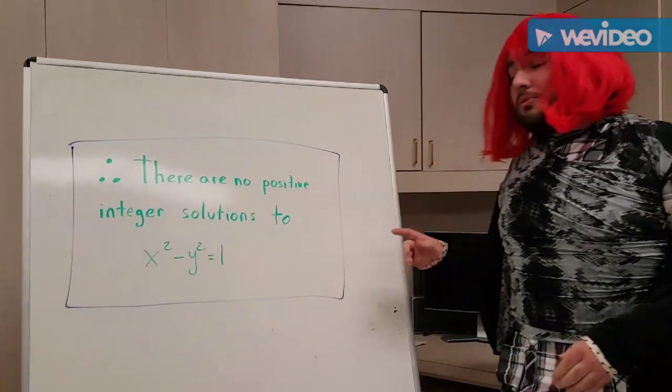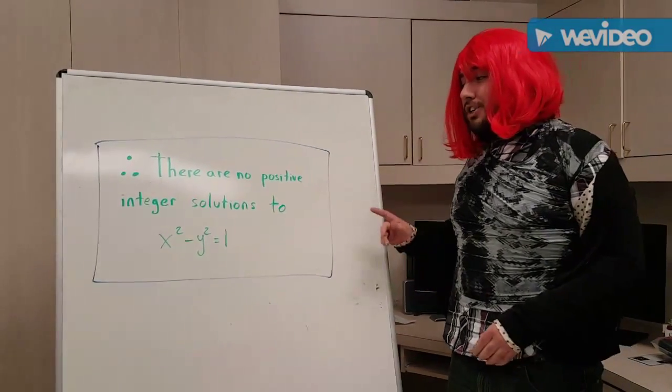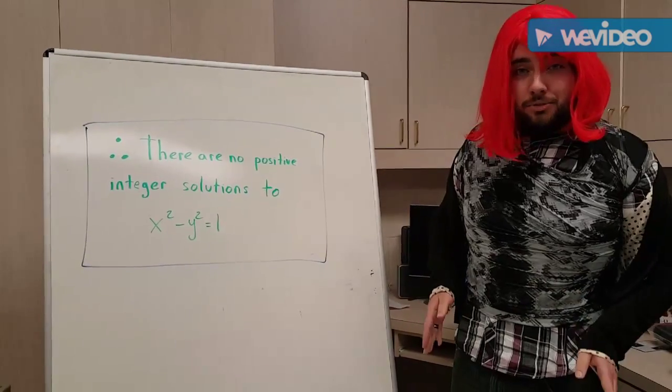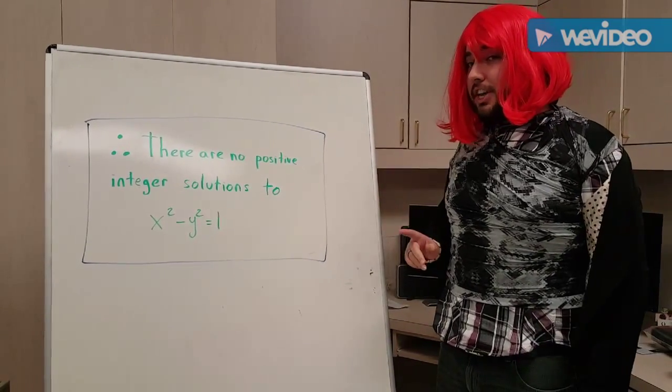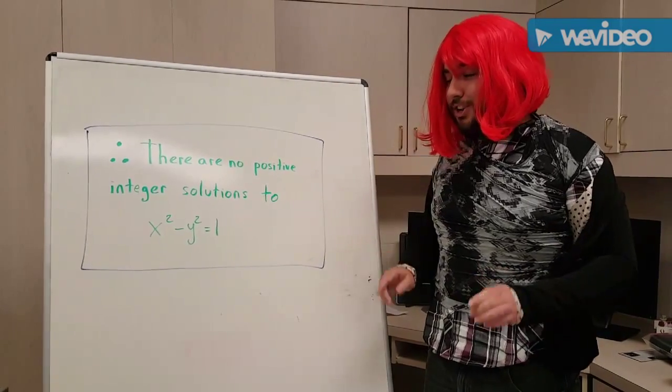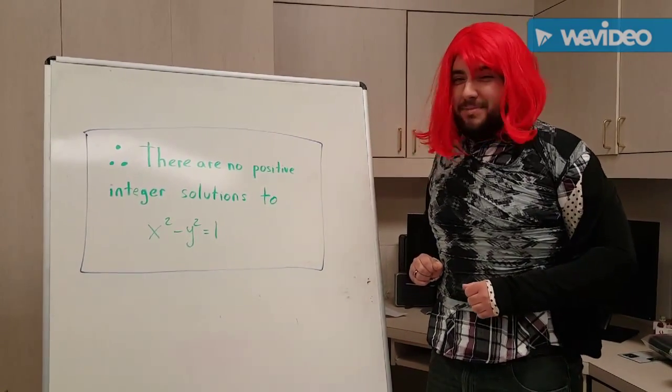So, since we have reached a contradiction with our initial assumption, the opposite of that assumption has to be true. Therefore, we can finally say with all certainty that there are no positive integer solutions to the equation x squared minus y squared equals 1.